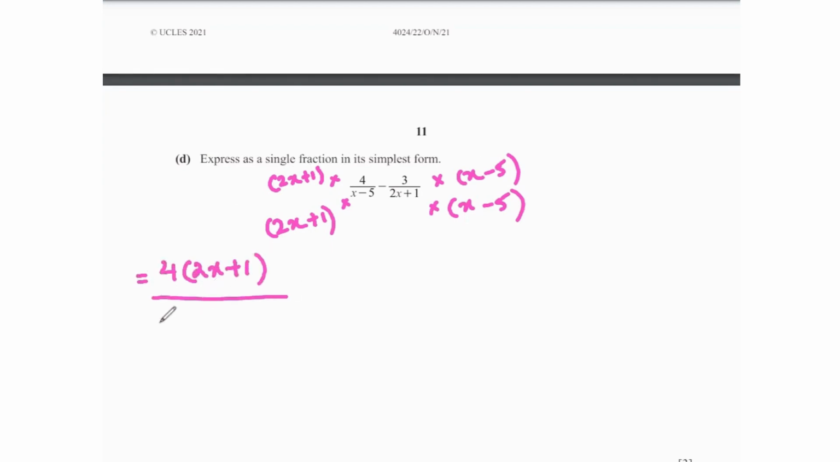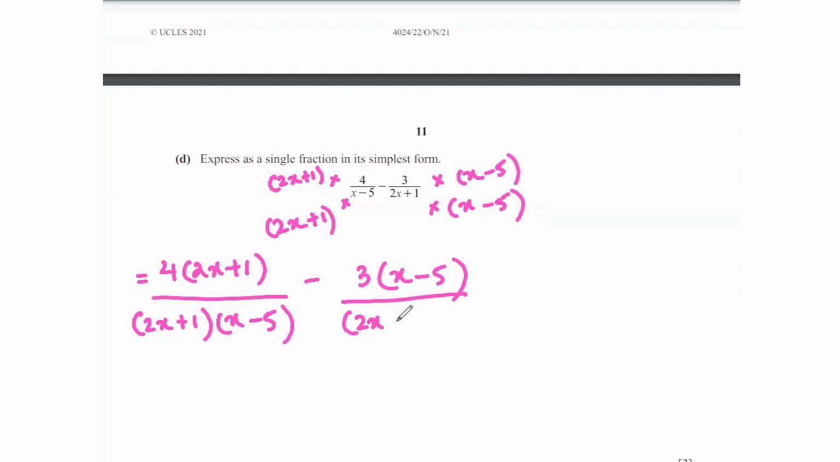Let's express our single fraction in its simplest form. Since we have unlike denominators being subtracted, we'll multiply the first fraction by 2x plus 1, the second fraction by x minus 5. That's going to be 4 times 2x plus 1 over 2x plus 1 times x minus 5, minus 3 times x minus 5 over 2x plus 1 times x minus 5.